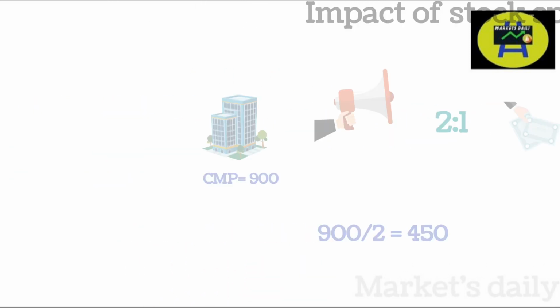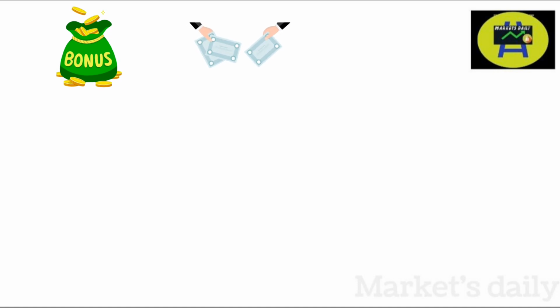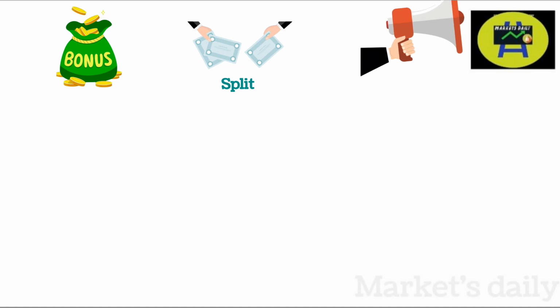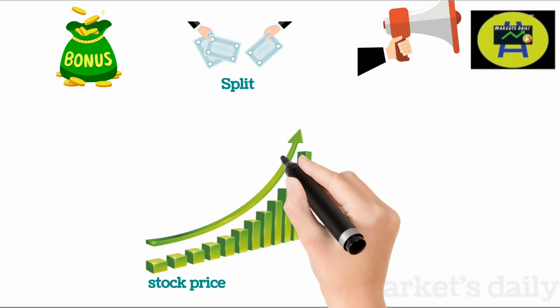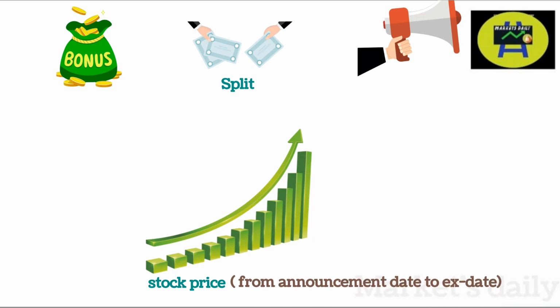the stock split. What happens to the stock price soon after the announcement of the bonus and stock split news? Mostly from the announcement date, that is the date on which the bonus or stock split news is announced, until the ex-date, the stock price is likely to increase, as these are sentimentally good news to the market, and markets mostly work on sentiments.